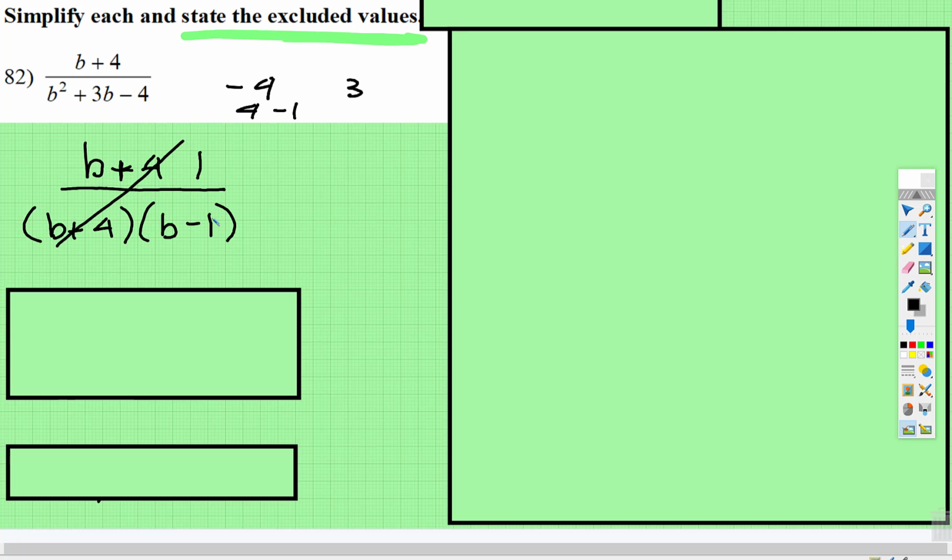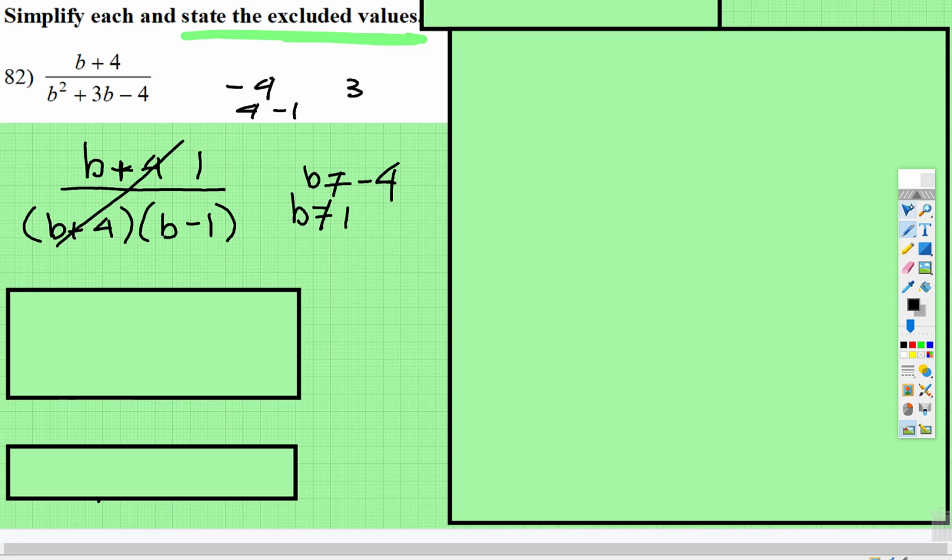So this is the result, but you have to remember about the excluded values. Whatever causes the denominator to be 0. Remember when you take any number, divide by 0, you get a calculator error. It's an undefined situation. And so we have to then say this statement's true, or this can all be true, with the exception of b cannot equal 1 and b cannot equal -4.